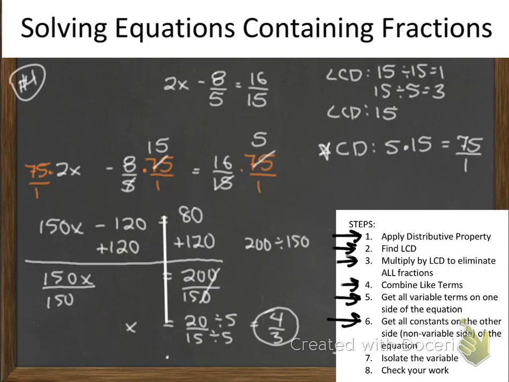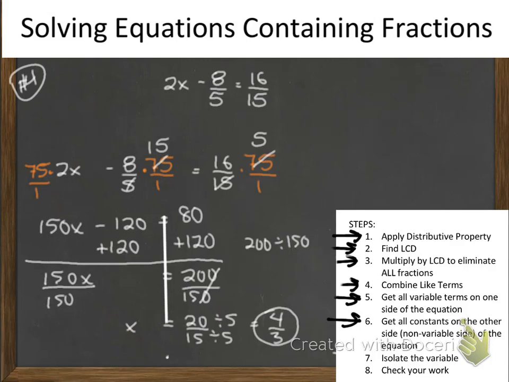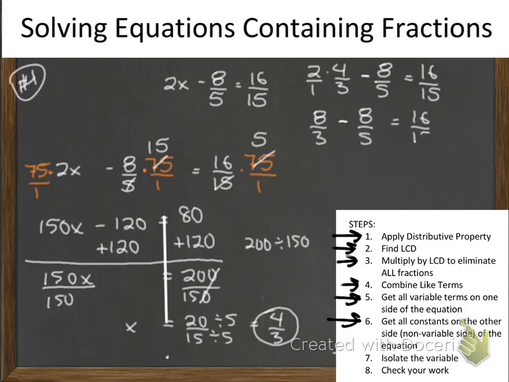So now we need to check our work. I'm going to erase this stuff up here so I have a little bit of room to work. So we have 2 times 4/3 minus 8 over 5 equals 16 over 15. Remember 2 is the same as 2 over 1. So this is 8 over 3 minus 8 over 5 equals 16 over 15.